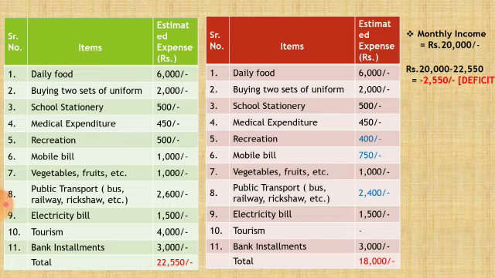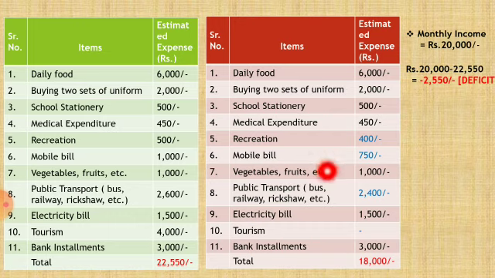For example, your food expense, then buying two sets of uniforms, school stationery, medical. These are all expenses which are necessary. But now, if you observe the recreation expense, I have reduced it to 400 rupees from what was earlier 500 rupees. Why have I reduced that? Because recreation is a luxury, it is not a necessity. So that's the reason why I have reduced the amount here.